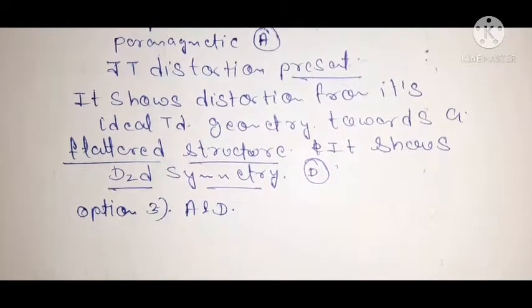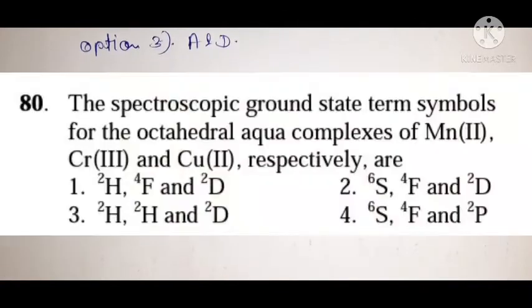Now we move towards our next question, and see, it says the spectroscopic ground state term symbols for the octahedral aqua complexes of these ions, that is manganese, chromium and copper respectively, are, and we have 4 options. So friends, you must find the spectroscopic ground state term symbol for the octahedral aqua complexes of these ions. Okay, and this question is coming for 4 marks. That means it is also related to your part C. Okay, so let's do the solution of this question.